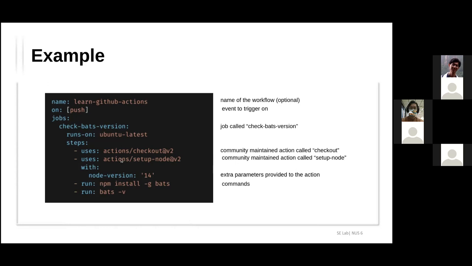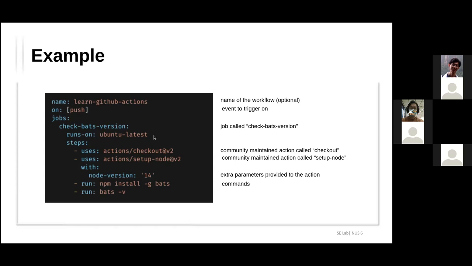The first one we have is checkout. What checkout does is, you can think of it as a collection of commands that is already packaged nicely for you by GitHub or some community maintainer. In this case, for checkout, it allows your runner to have access to the files inside your repo. So almost all GitHub workflows will have this line here.